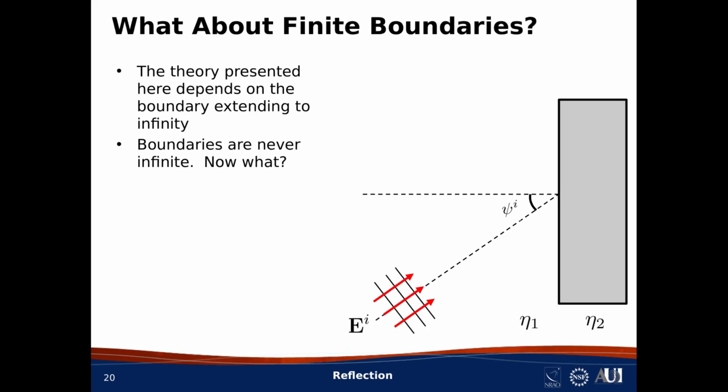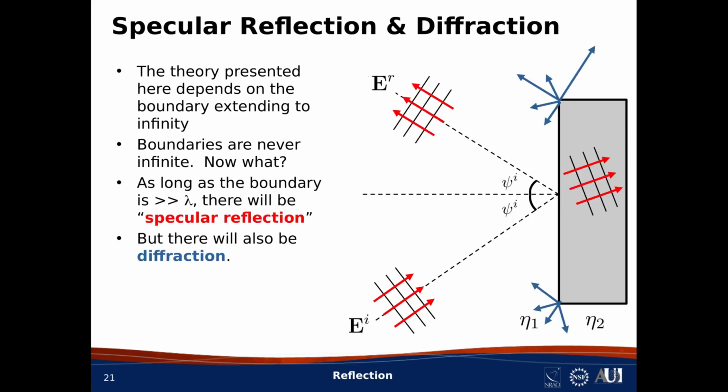There's actually one more issue that we would like to address, and that's this. No boundary is infinite. For example, if we're talking about scattering of a radio wave from the wall of a building, what should we make of the fact that the wall is finite and doesn't extend to infinity? If the boundary is finite, we cannot expect to see reflection and nothing else. The other thing we should expect to see is diffraction from the edges of the boundary.